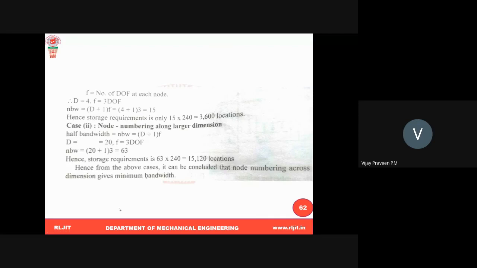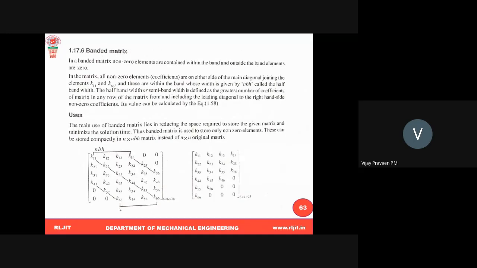Clearly, listen properly. Before going to explain this topic, I'm going to explain the topic known as banded matrix. Why? Because we are going to use some terminologies here, like bandwidth. If you don't know about bandwidth, then it is difficult to understand. That's why before discussing the node numbering scheme, I'm going to explain the banded matrix topic. What do you mean by banded matrix?